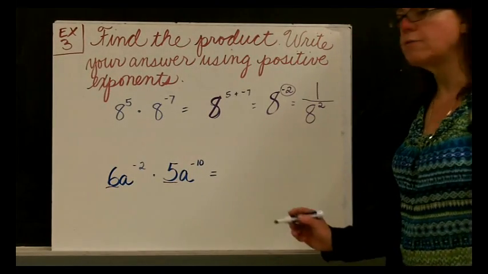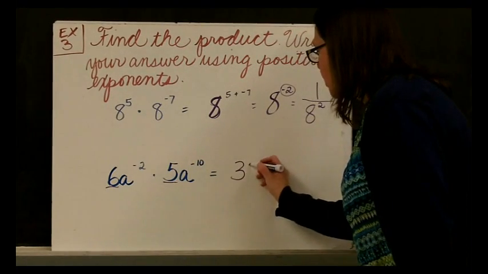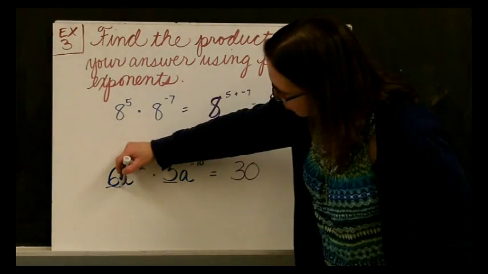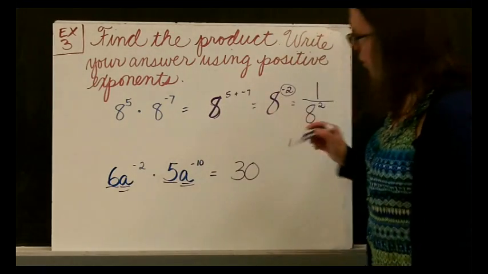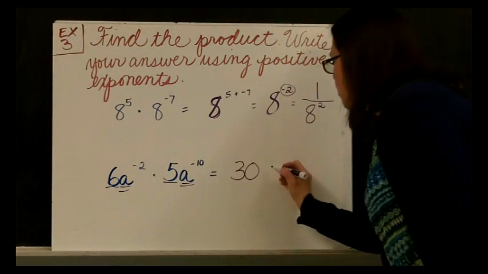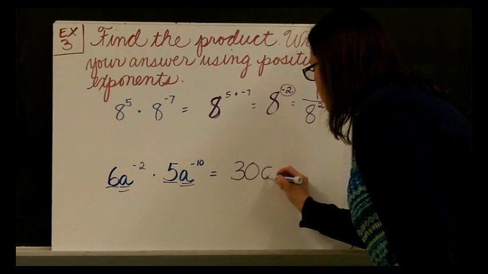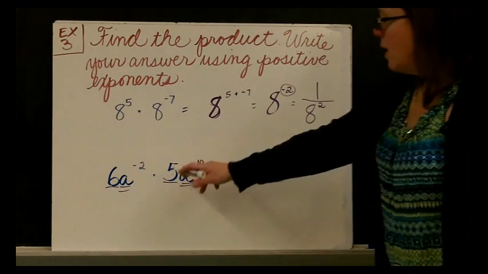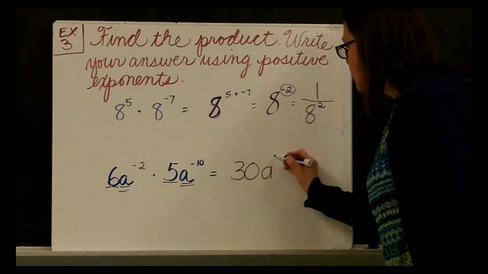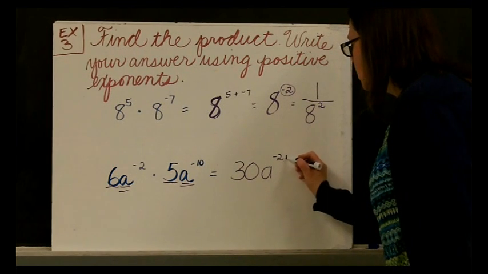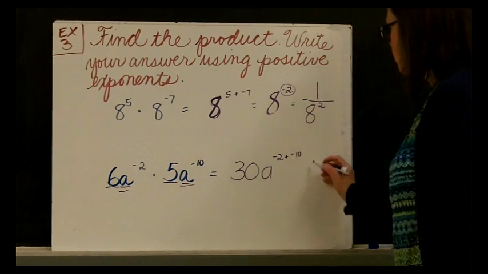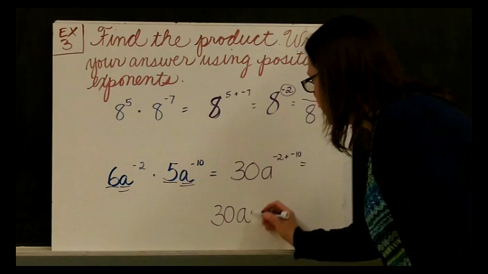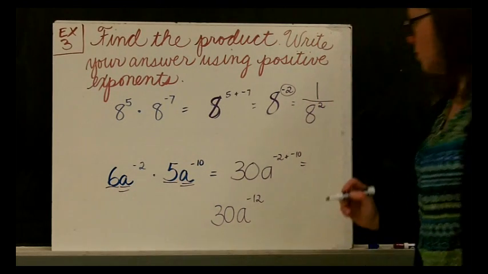Positive 6 times a positive 5 gives us a product of a positive 30. Now what I'm going to do is we're going to work with our variable powers. So what we do is we attach our variable a, which is our base. We're multiplying them, which means we have to add the exponents. So it's a negative 2 and a negative 10, which gives us 30a to the negative 12th power.